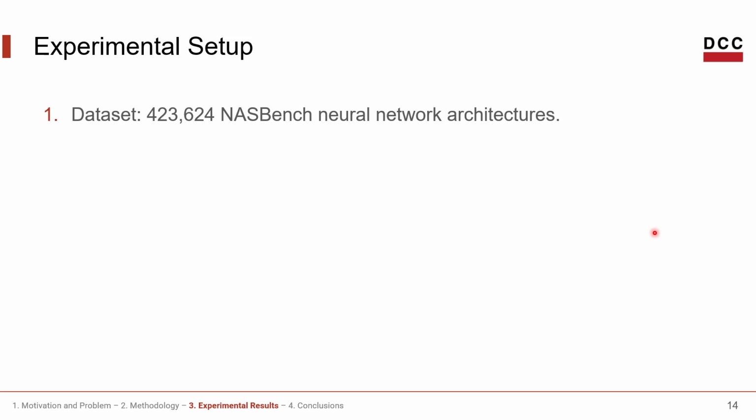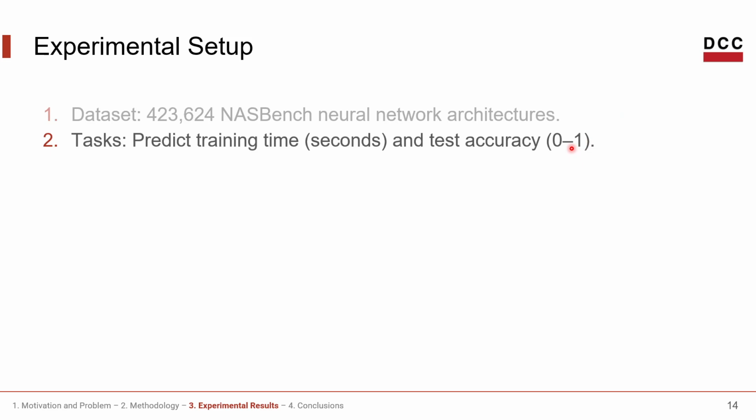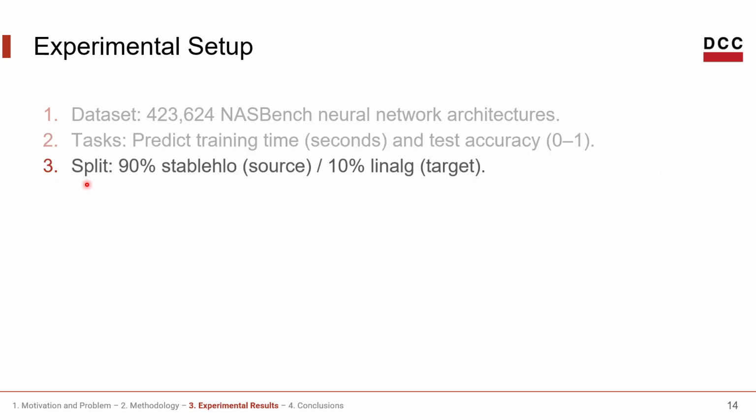Now, talking a bit about the experimental setup itself, the dataset used is the NASBench dataset. It basically has more than 400,000 neural network architectures and metrics about each one of them as well. For the tasks, I'm basically training a model to predict the training time and the test accuracy of these neural network architectures. The split used is I take 90% of the data set as stable HLO to be used as the source dialect, and 10% of the data set as LINAUG to serve as the target dialect.